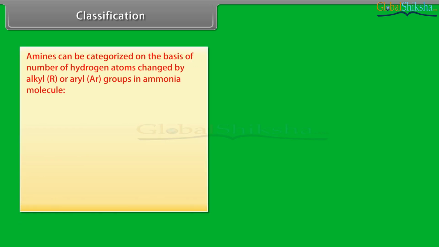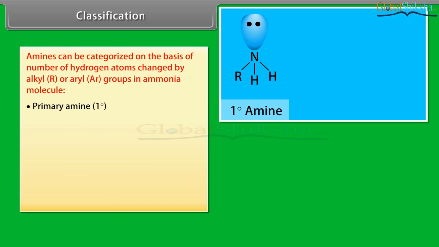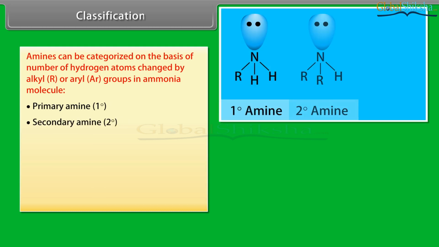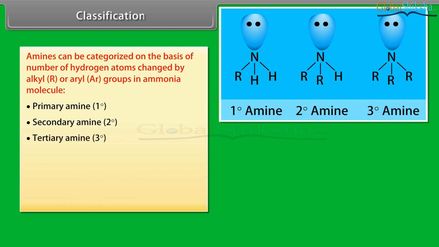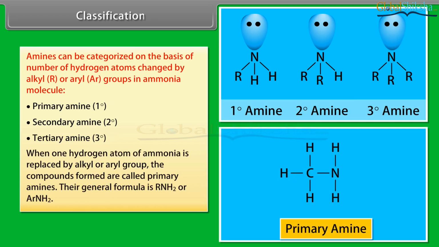Classification. Amines can be categorized on the basis of number of hydrogen atoms changed by alkyl or aryl groups in ammonia molecule. Primary amine, that is 1°, secondary amine, that is 2°, and tertiary amine, that is 3°. When one hydrogen atom of ammonia is replaced by alkyl or aryl group, the compounds formed are called primary amines. Their general formula is RNH2 or ArNH2.